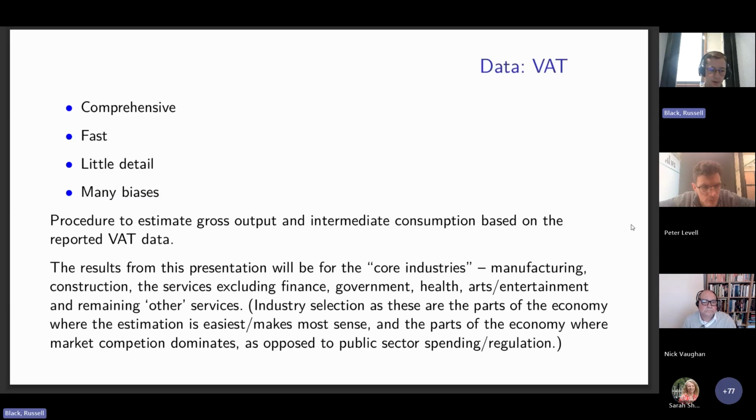So for the next few minutes, I will give a high-level overview of the procedure to estimate gross output and intermediate consumption in GVA based on the reported VAT data, which is essentially quite basic. We're going to subtract some fractions off the total purchases. This limits the usefulness to what's in the quotes, the core industries. So all the tables from now on will be only manufacturing, construction, and services, excluding services that are public sector services or mostly non-market services.